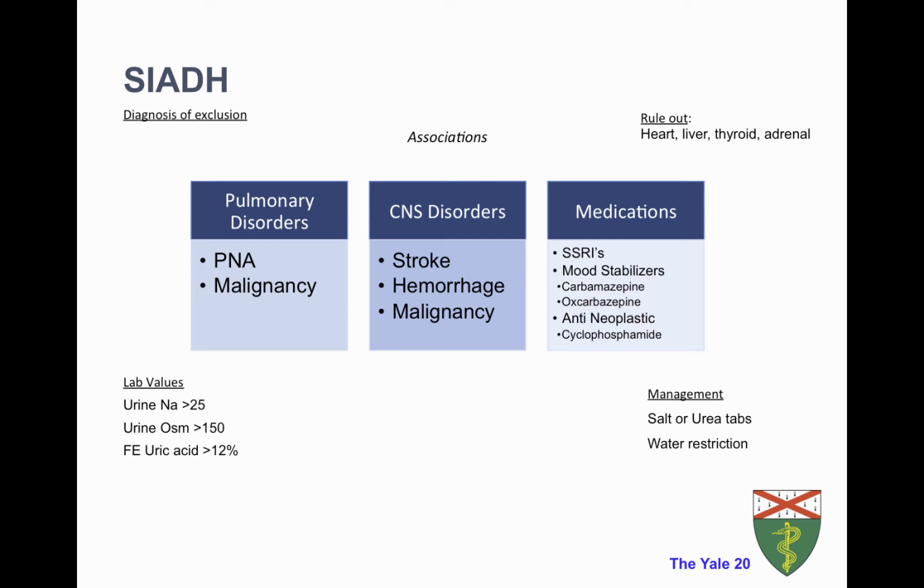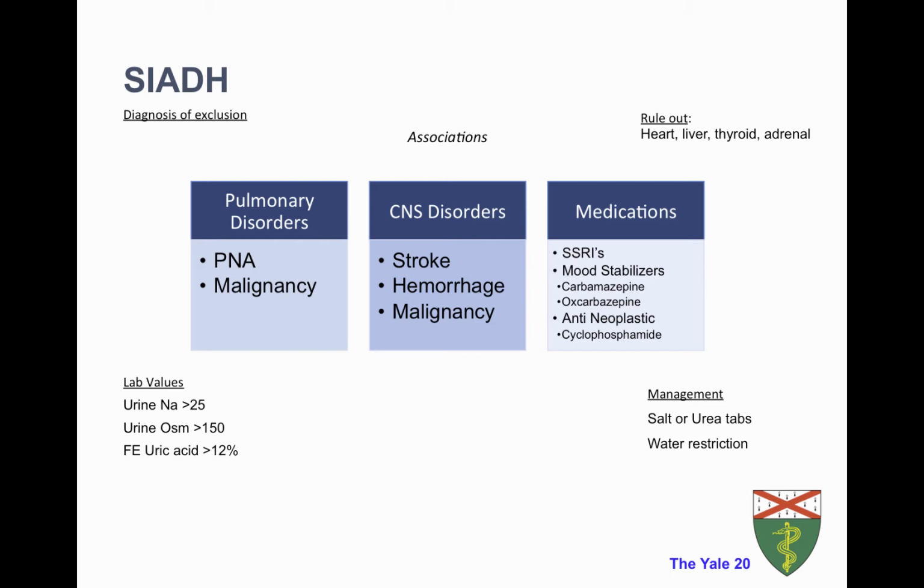On lab evaluation, the urine sodium is normal, or greater than 25, because these patients have normal effective circulating volume and thus are not particularly sodium avid. The urine osm is expected to be quite high due to high levels of circulating ADH. The other lab value that is consistent with SIADH is a high fractional excretion of uric acid.